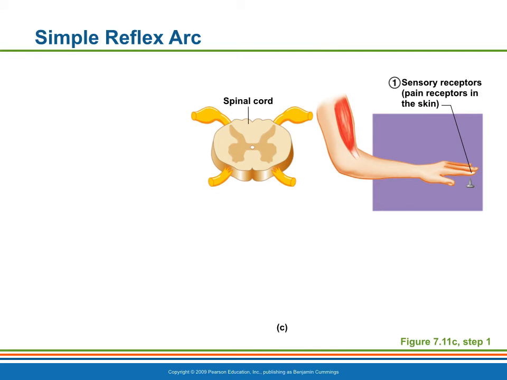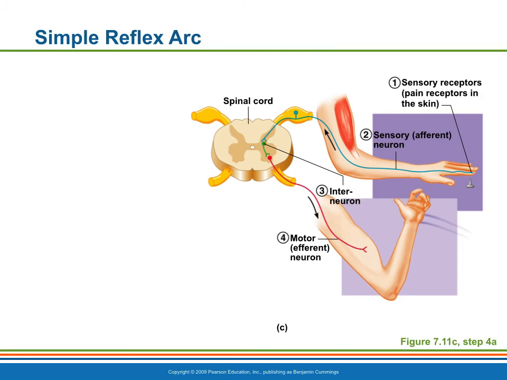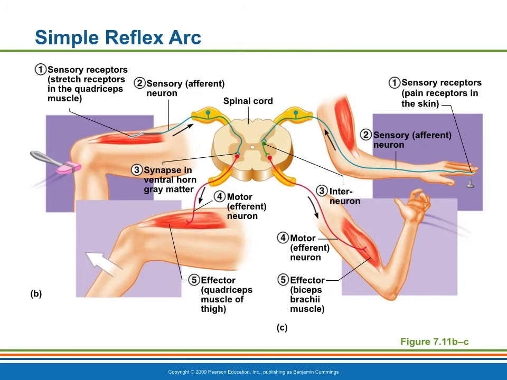A 3-neuron reflex arc is shown in C here. Information comes in from a sensory receptor. It travels through the sensory neuron, then on to the interneuron, which decides what to do with the information, then down a motor neuron to the muscle, in this example, to move the hand away from the tack. Wow, pretty cool, huh?